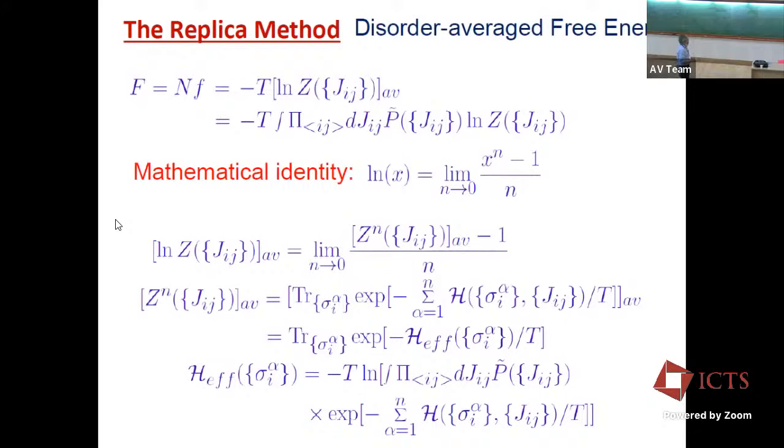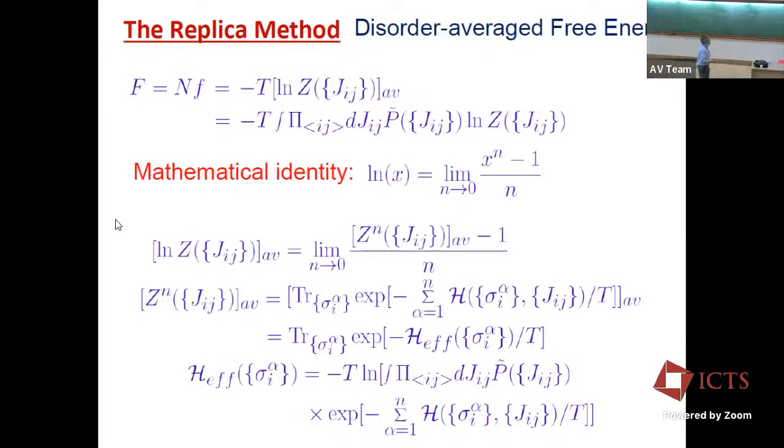So we'll have an effective Hamiltonian written in terms of these replicated spin variables. It is defined in this particular way: you take the exponential of H, do the averaging, and take the log, because you have to put that back in the exponent again. This is just one line of algebra that will take you from here to there.